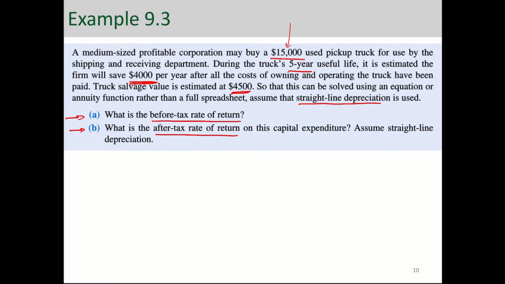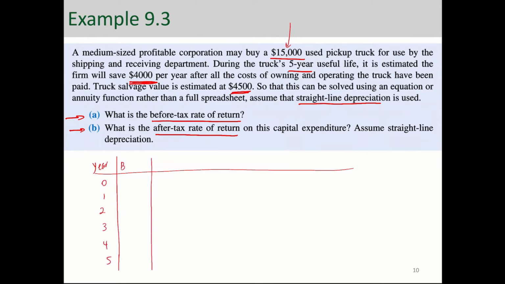So let's go ahead and get started and establish the before tax cash flow, and then step by step we get to the after tax cash flow. And I want to do that in a tabular format, so I'm going to draw a table here. The first column would be year, and we have 5 years. And the second column would be before tax cash flow, and I'm going to indicate that with BTCF.